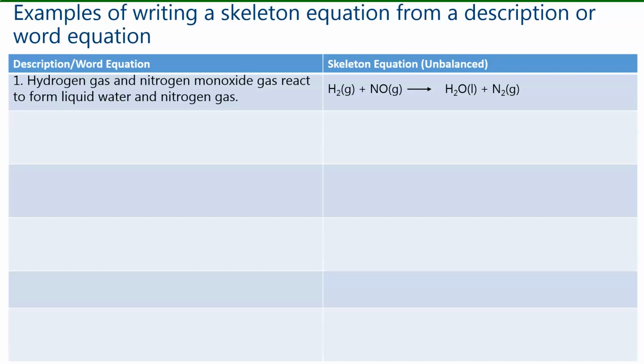Then I have my arrow, and my products are on the other side of the arrow. There are 2 products, so they're separated by a plus sign. First, I have liquid water. The formula for water is H2O, and an l indicates that it's liquid. And nitrogen gas, again, it's a diatomic molecule, so I have the subscript 2 there and a g in brackets to indicate that it's a gas.